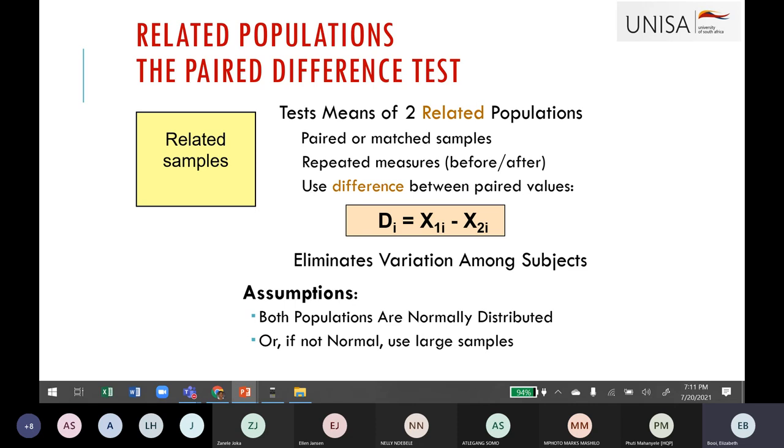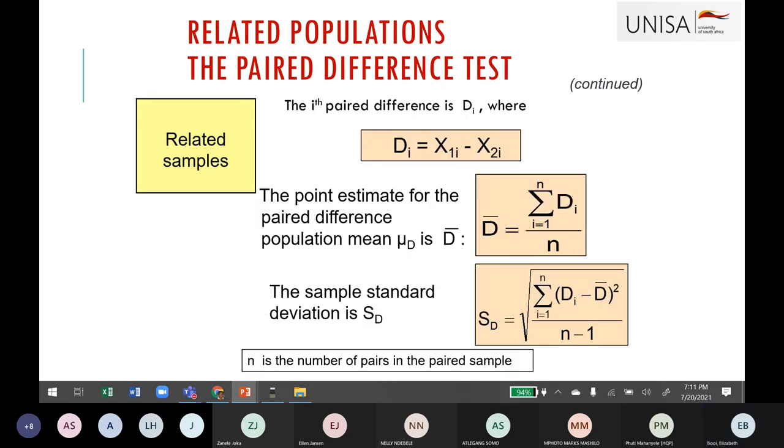And we no longer do only the difference, but we're going to calculate the difference and use the difference of the scores or the difference of the means in order for us to calculate the test statistic. Therefore, we need to be able to calculate the mean difference, which is the sum of all the differences of your observations divided by how many there are. We also need to calculate the standard deviation of the differences.